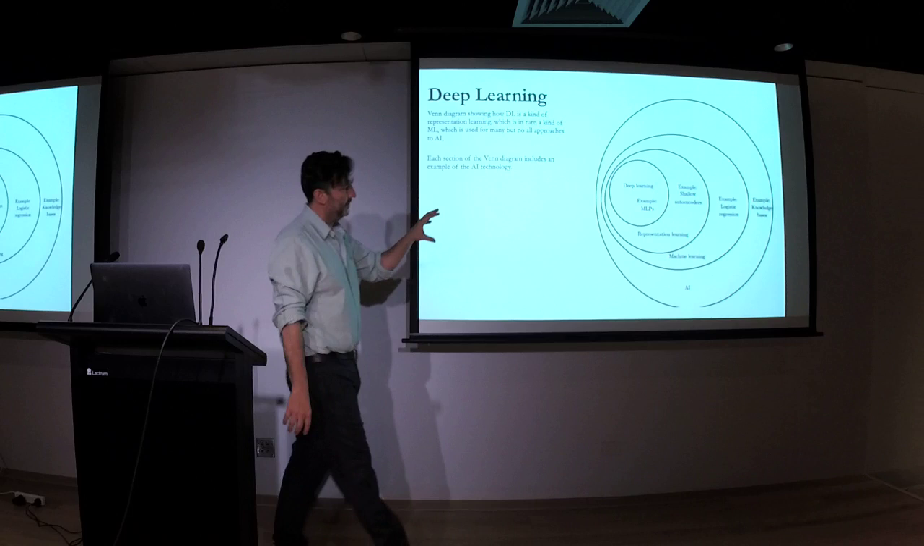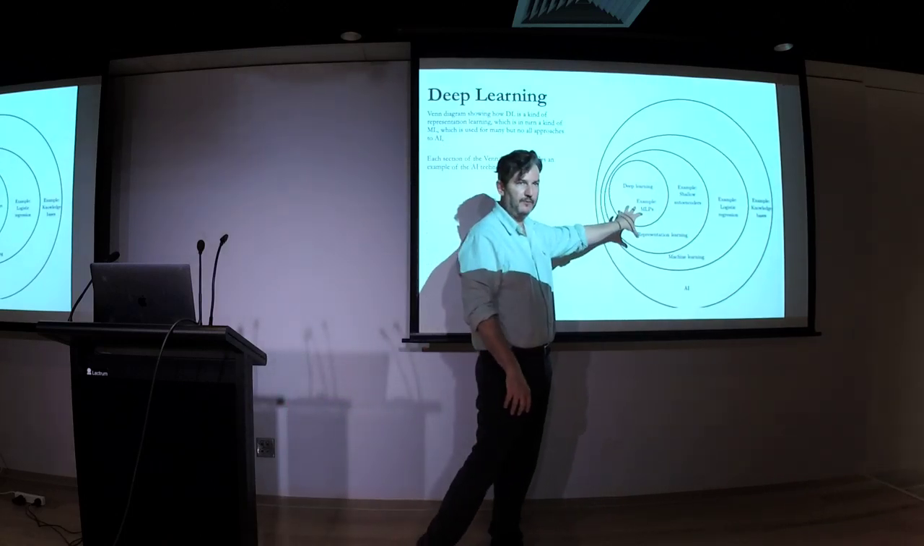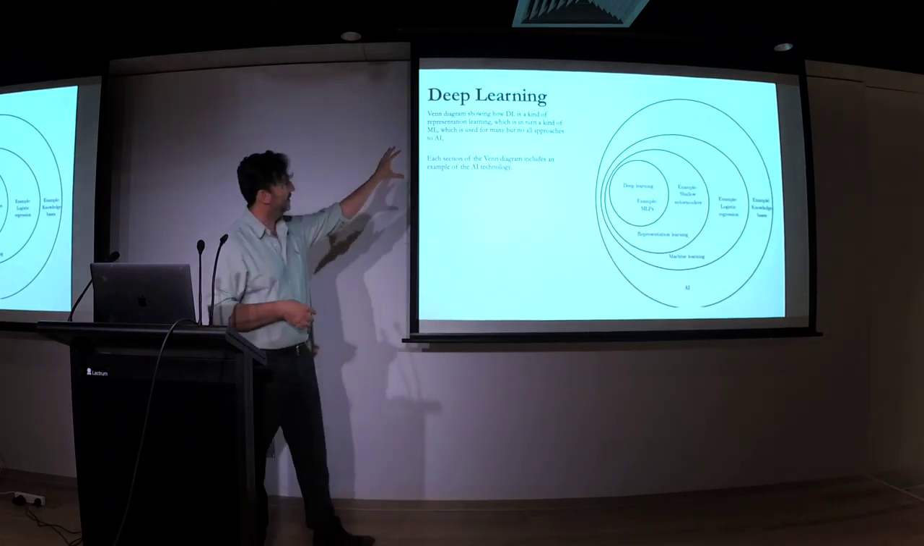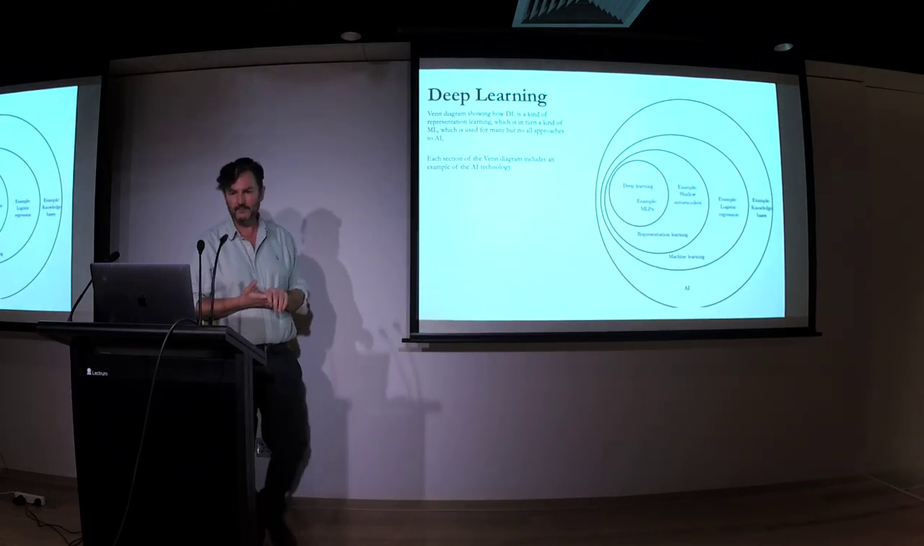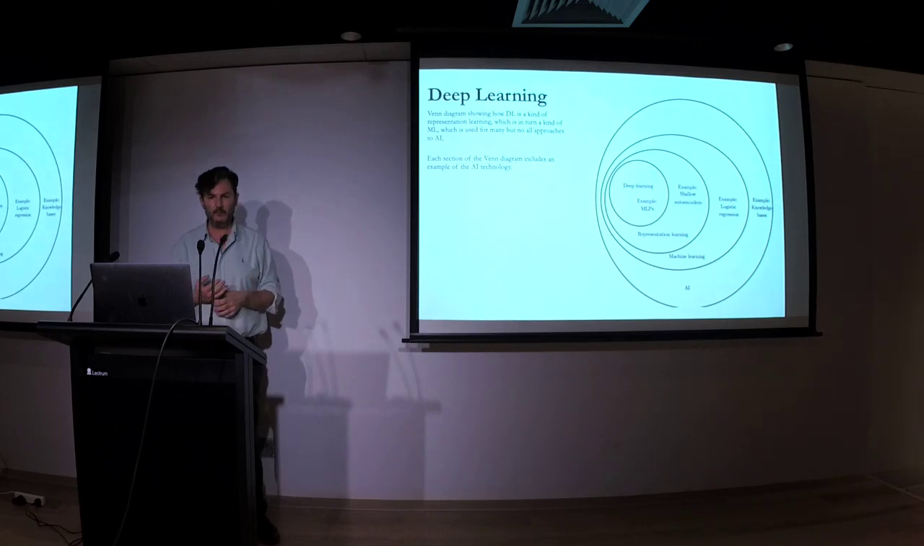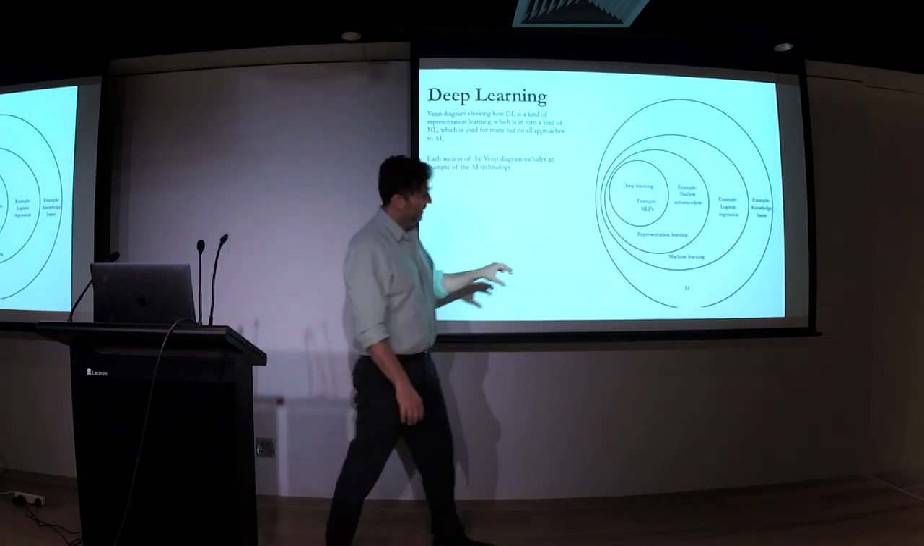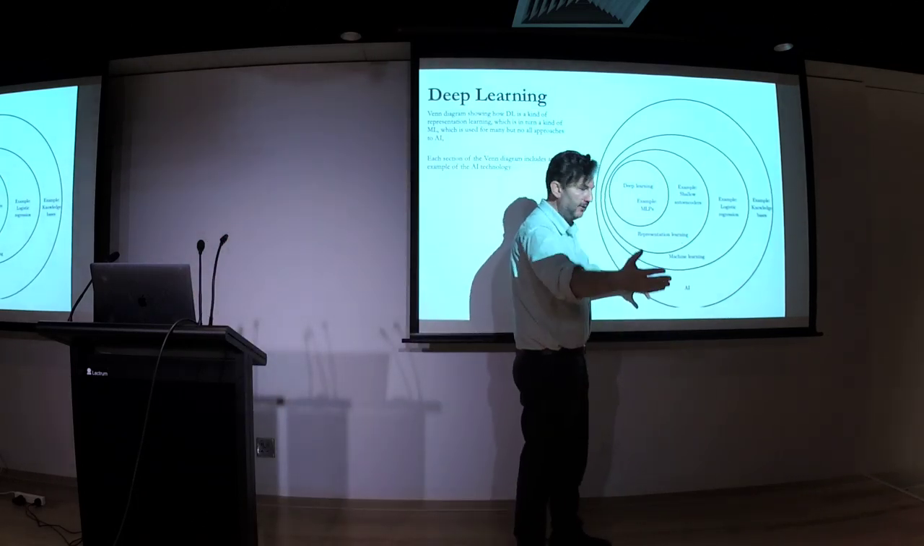And this was taken out of the deep learning book. So this is Ian Goodfellow, Yoshua Bengio, and Aaron Courville, their book. It's this Venn diagram showing how deep learning is a kind of representation learning, which in turn is a kind of machine learning, which is used for many but not all approaches to artificial intelligence. And each section of the Venn diagram includes an example of the artificial intelligence technology. So we broke that down, and that probably goes further to your question as well.